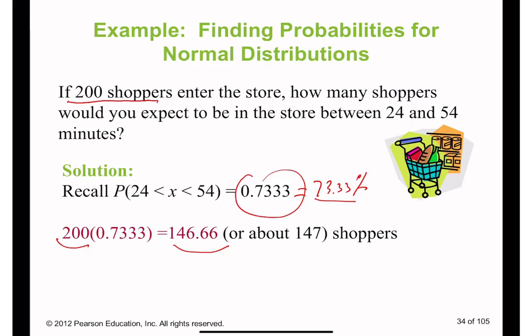Practically, this is how we interpret it. If 200 shoppers enter the store, there is a 73% chance that 146.6, which means 146, will stay. I'm rounding not algebraically but meaning-wise, because if I round to 147, where from am I going to take half of the person? So I take one less. That means at most 146 people, with 73% chance, will stay between 24 and 54 minutes.